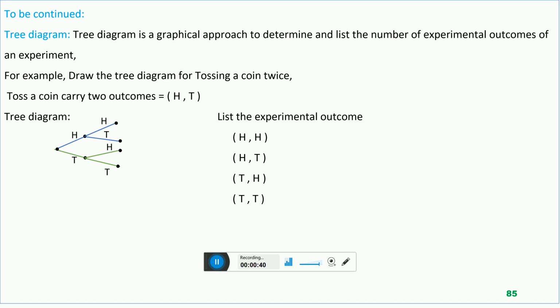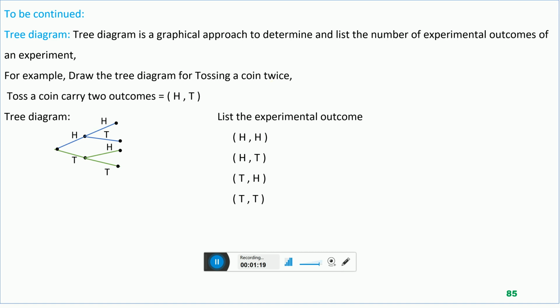What is a tree diagram? A tree diagram is a graphical approach to determine the number of experimental outcomes of an experiment and to list those experimental outcomes. So a tree diagram graphically represents the number of experimental outcomes of an experiment. To clarify this further, I am putting one example. For example, draw the tree diagram for tossing a coin twice.